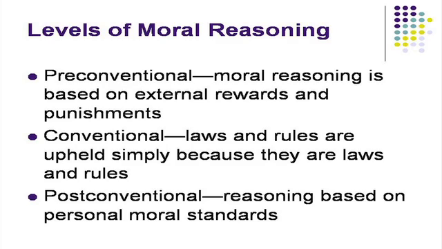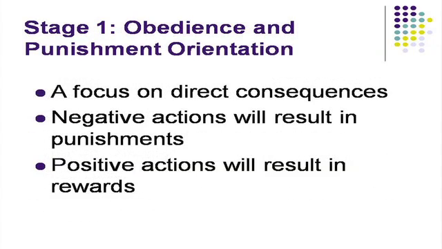The second level is conventional. Laws and rules are upheld simply because they are laws and rules. And the third one is called post-conventional, reasoning based on personal moral standards. Okay? The stage 1, obedience and punishment orientation. So that's a very basic stage.